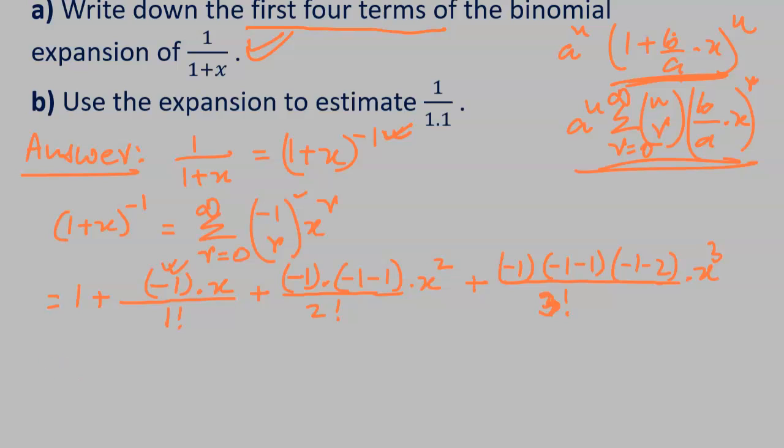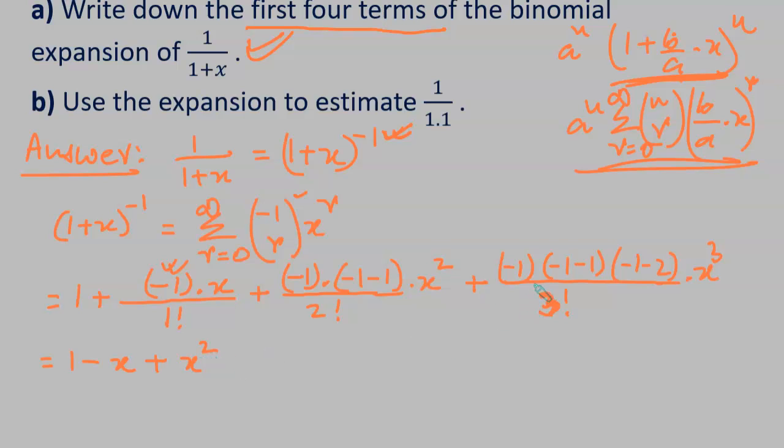So now we simplify. 1 plus -1 times x is -x, so it will be -x. This one is -1 times -2 is +2, over 2 factorial is 2, so 2 over 2 is 1, times x square is x square, so it is plus x square.